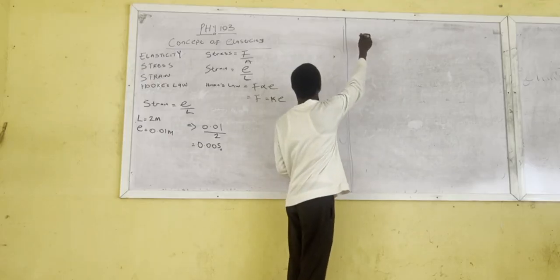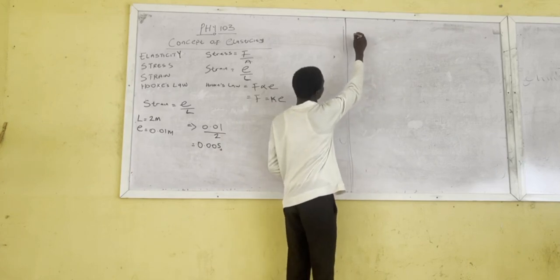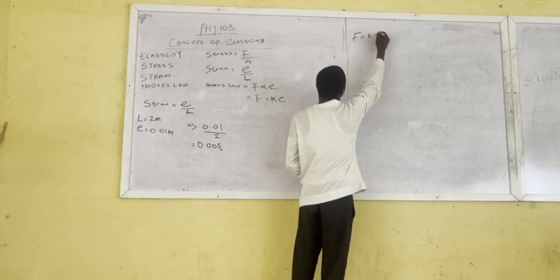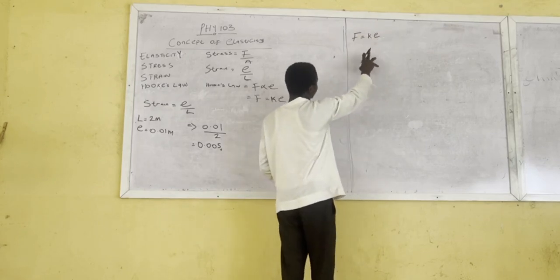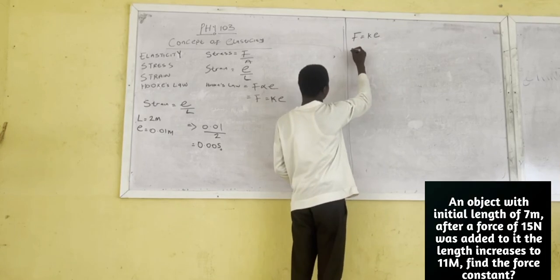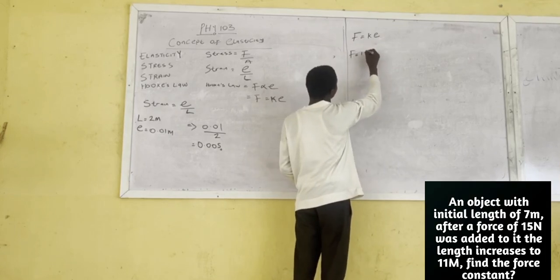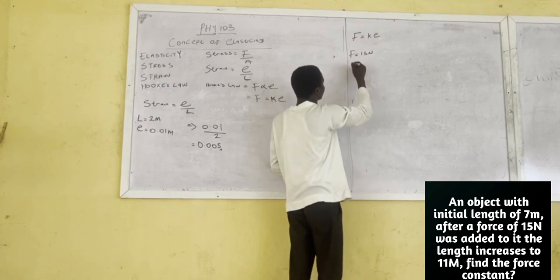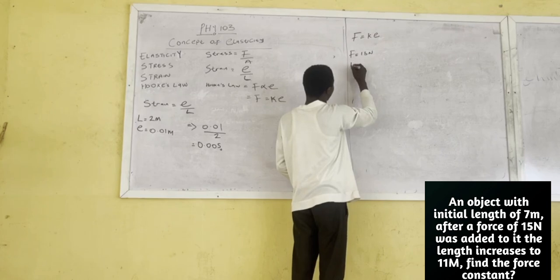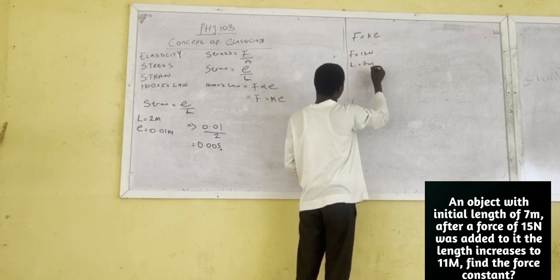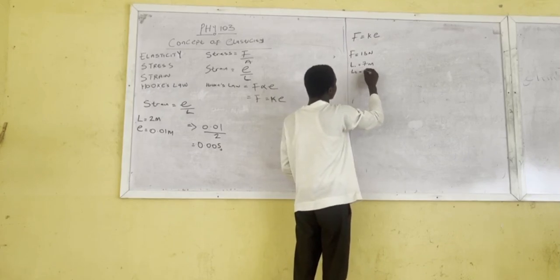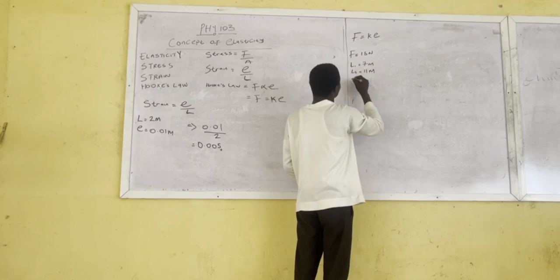This question we'll be solving using the formula of Hooke's law. And the formula, remember, is F equals K multiplied by the extension. And remember, K is a constant, the force constant. Now, this question is telling us that our F is 15 Newton. But remember, it also said the material has an initial length, let's call it L1, of 7 meter. And after the force was added to it, it moves to L2, which is 11 meter. Now we are told to find the force constant, K, which is unknown.